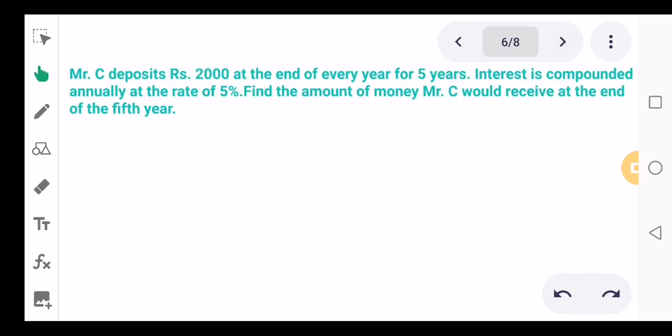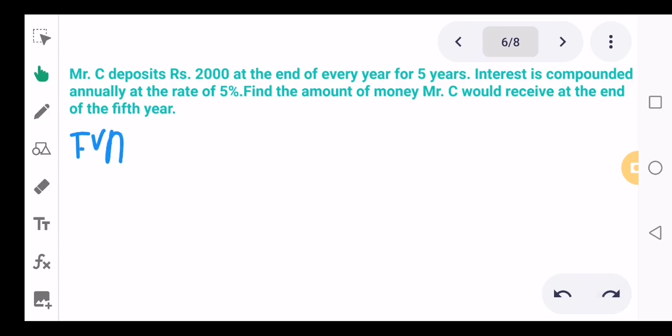Let's understand this better by solving the problem. The problem says that Mr. C deposits rupees 2000 at the end of every year for 5 years. Interest is compounded annually at the rate of 5%. So the rate is 5%, n is 5 years, and A is 2000. You have to simply put this in the formula. Find the amount of money Mr. C would receive at the end of the 5th year.